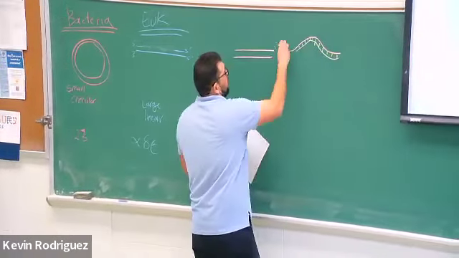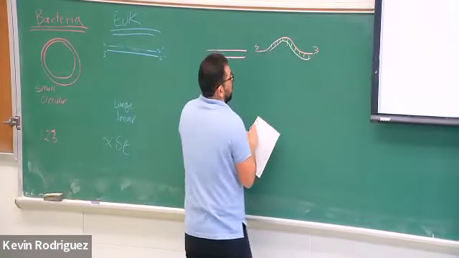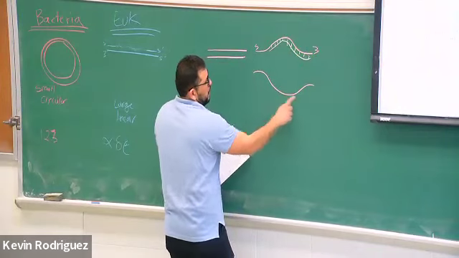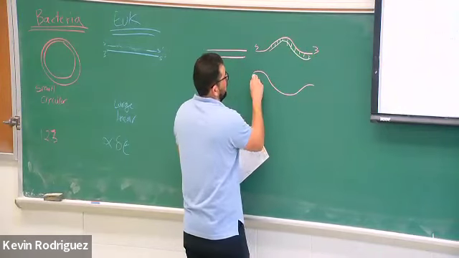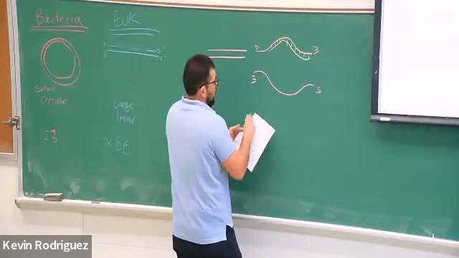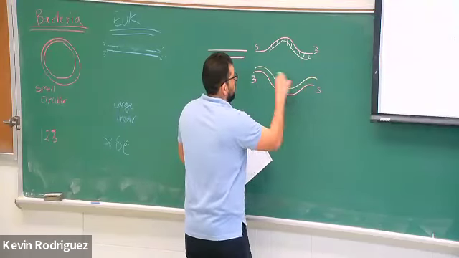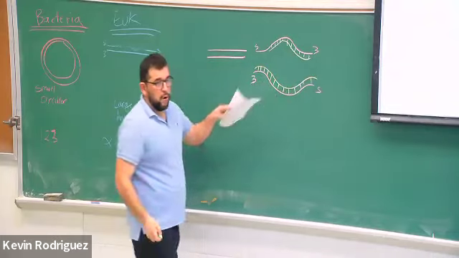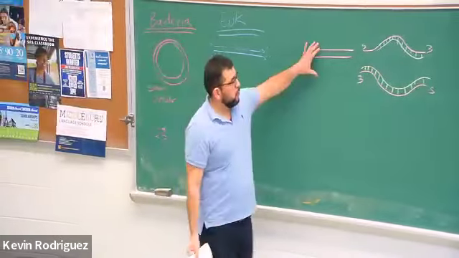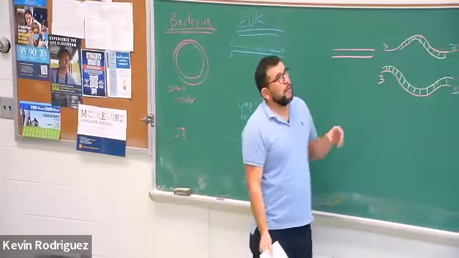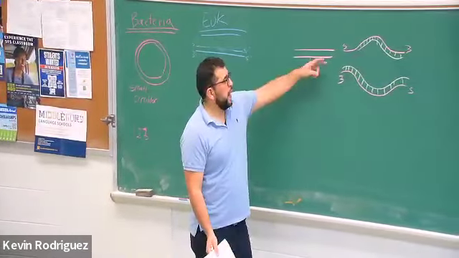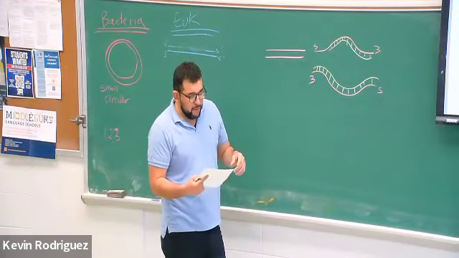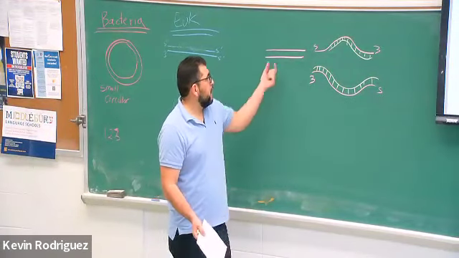So let's say this was our 5' to 3'. We're also going to make our second strand. In this case, it's the opposite strand. This one starts at the 3' and goes to the 5', and it's going to have its own brand new partner. So when you end up with two new DNA complexes, you're going to have an old strand and also a new strand when they come out.